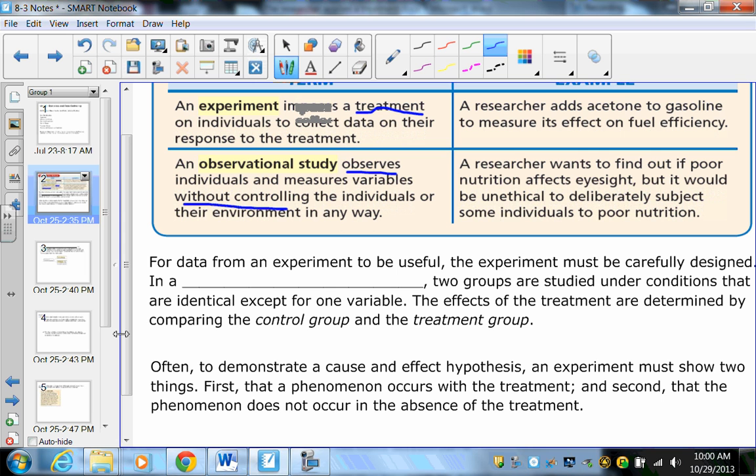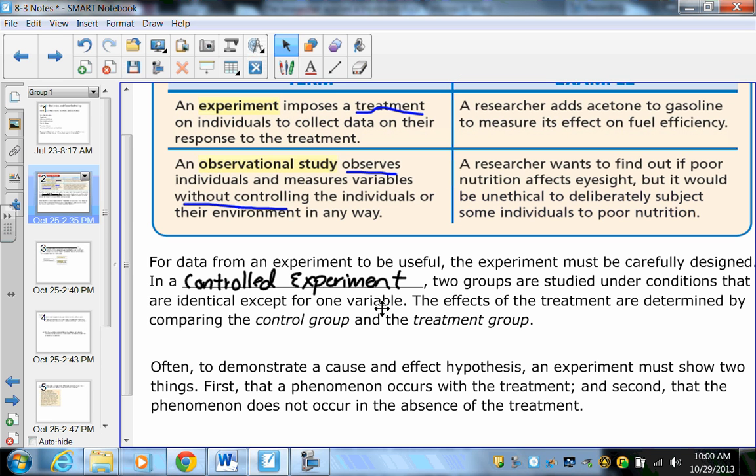For data from an experiment to be useful, the experiment must be carefully designed. In a controlled experiment, two groups are studied under conditions that are identical except for one variable. This one variable is what we call our treatment. The effects of the treatment are determined by comparing the control group to the treatment group.